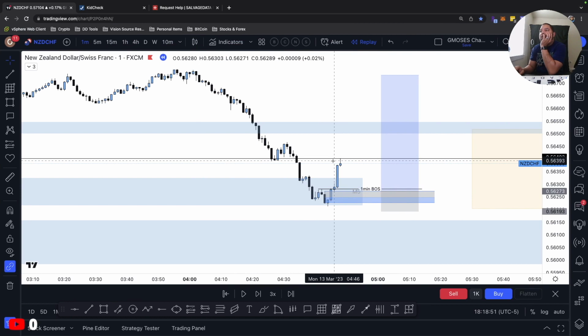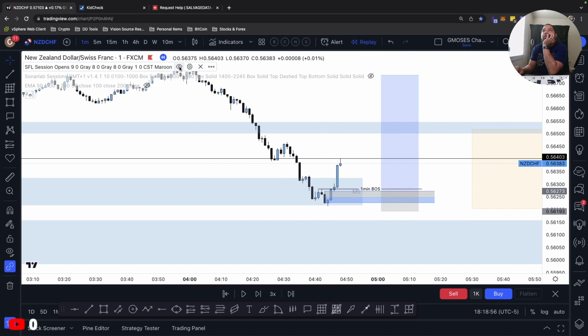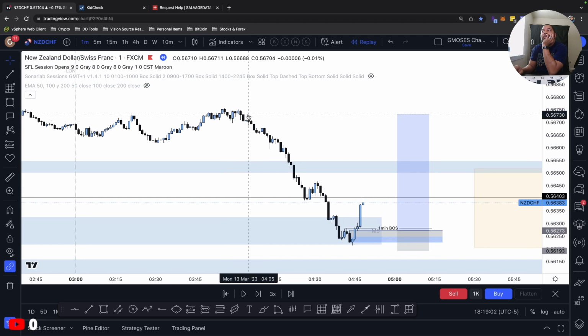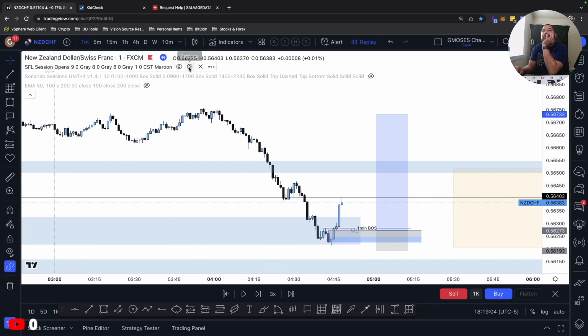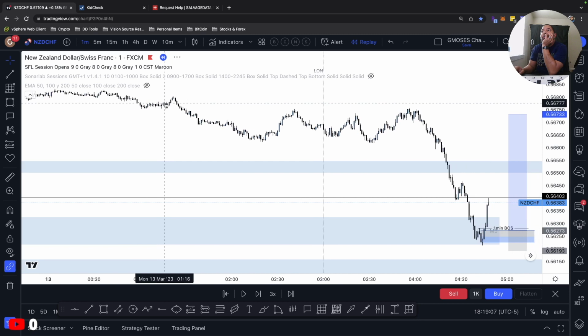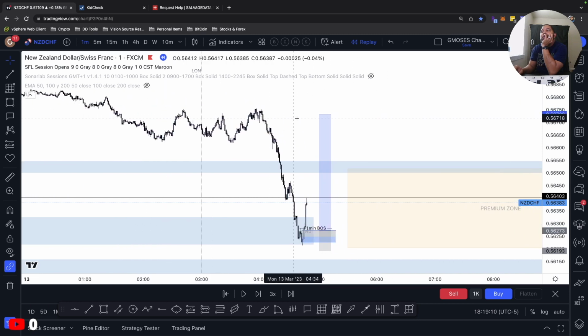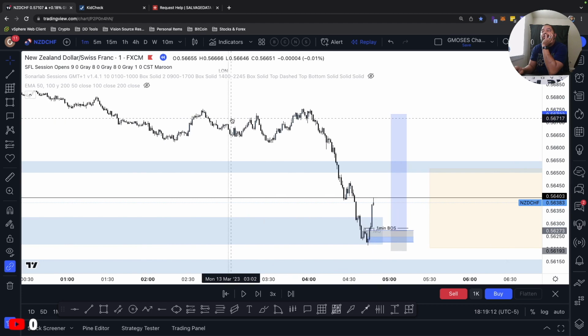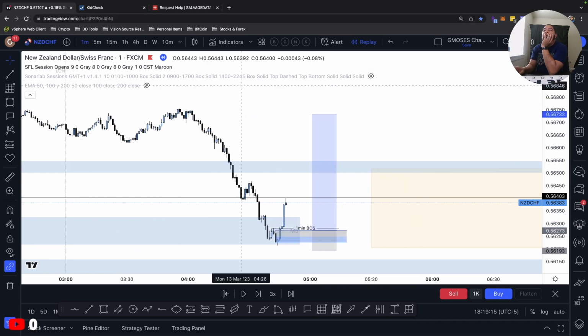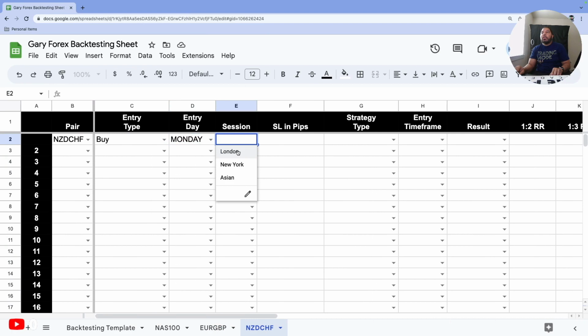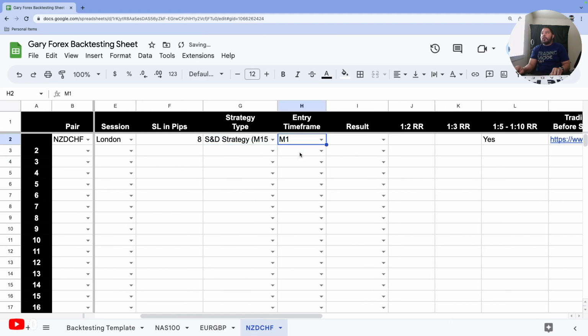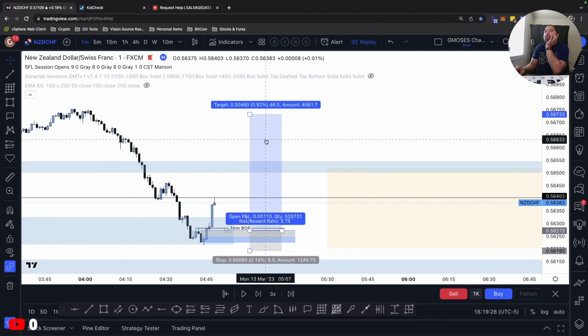What session is this? Let's turn on our sessions. Can't see the sessions. Oh, there we go. So if you look at the sessions, this is London session. Okay. So we're still in London session, all right? London session, stop loss is 8 pips. The strategy is our supply and demand. Our entry is off the 1 minute. All right, let's let it play out and let's see exactly what's gonna happen.